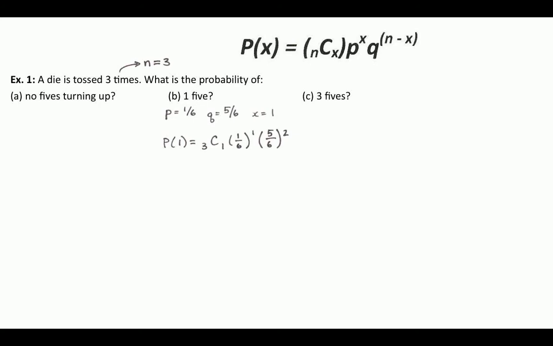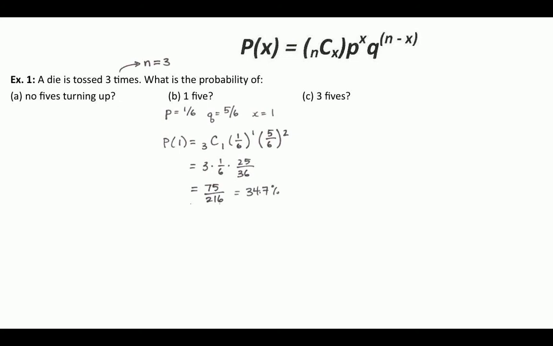p to the power of x, so it's 1/6 to the power of 1, and 5/6 to the power of 2, because 3 minus 1 is, of course, 2. When we complete this calculation, 3 choose 1 is 3, 1/6 to the power of 1 is a sixth, and 5/6 to the power of 2 is 25/36. When we multiply this out, we get 75/216, which is about 34.7%. So what this has just told us is, if you're tossing a dice 3 times, the probability of 1 5 is a 34.7% chance.